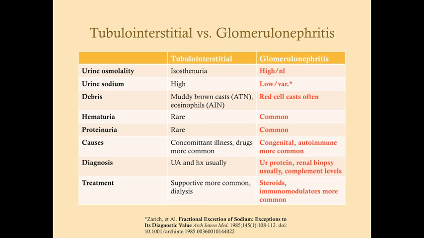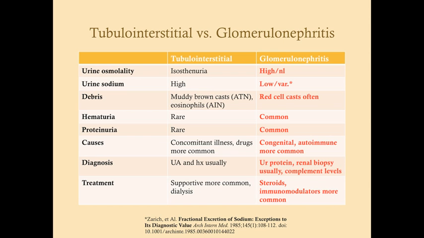So let's briefly compare tubulointerstitial disease and glomerulonephritis. As we mentioned, the urine sodium is going to be low in glomerulonephritis, compared to tubulointerstitial disease where we can't reabsorb the sodium, so it's going to be high. But don't look at the sodium or osmolality of the urine as a distinguishing feature. The distinguishing feature is going to be the debris, the protein, and the red blood cells in the urine. These three things are what you want to consider as differentiating tubulointerstitial disease from glomerulonephritis.